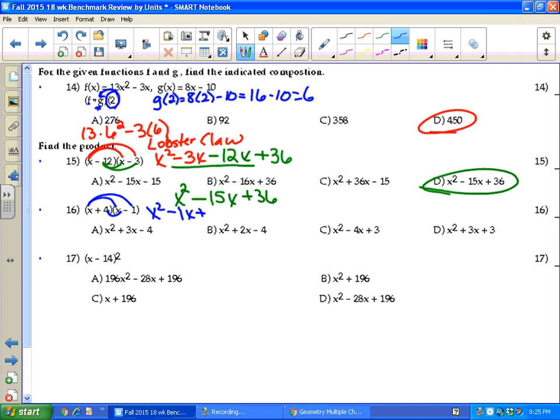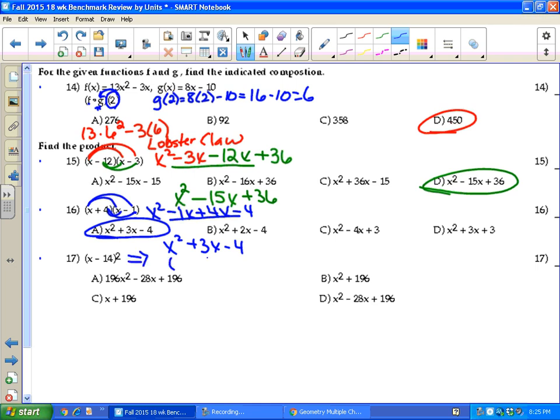All right, next, multiply x times x, x squared, x times negative 1 is negative 1x, positive 4 times x, and positive 4 times negative 1 is minus 4. Add the terms in the middle. In this case, you'll end up subtracting. I'll get x squared, positive 3x minus 4. Choice A.